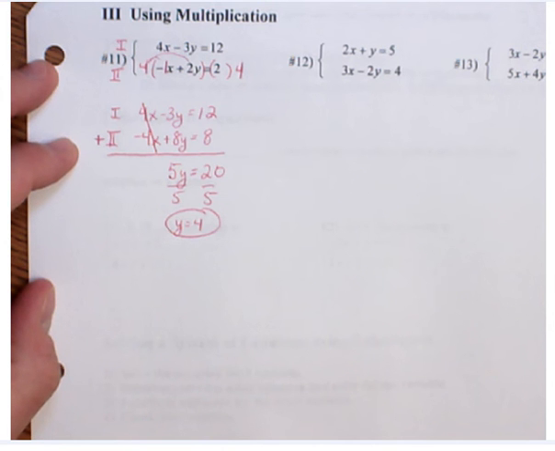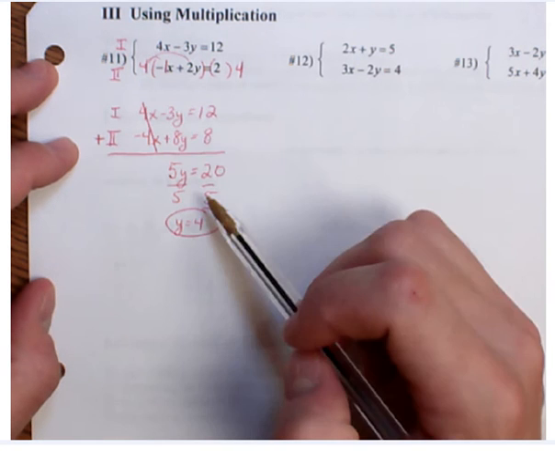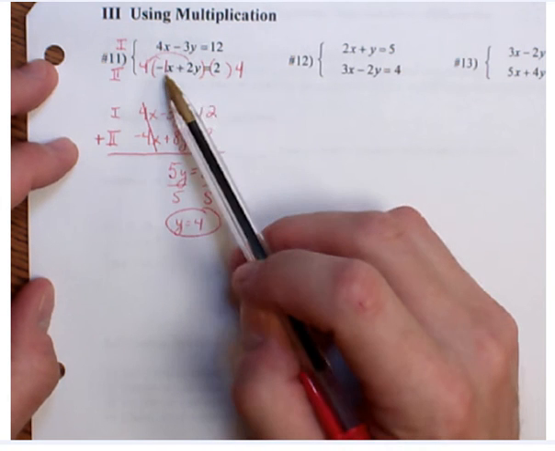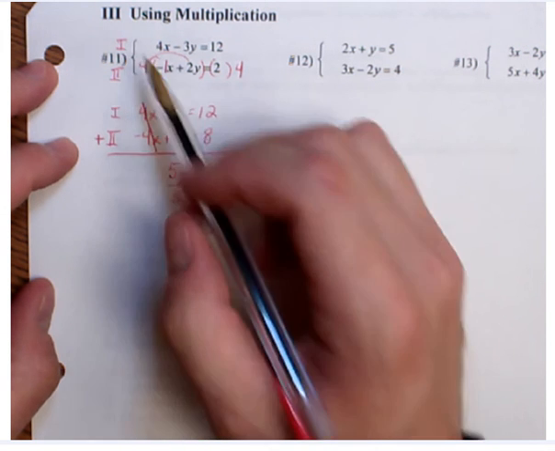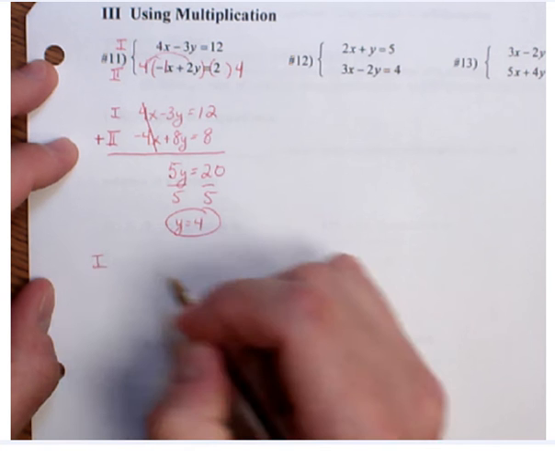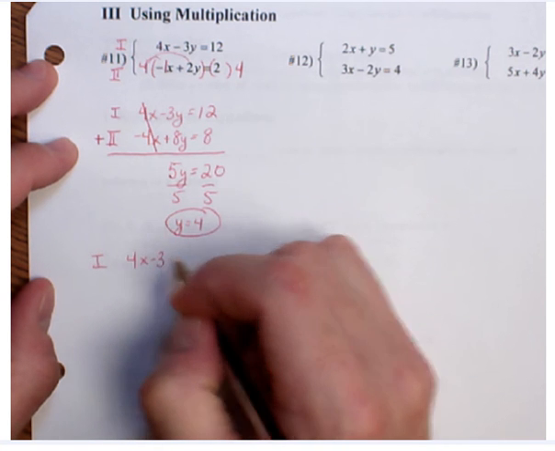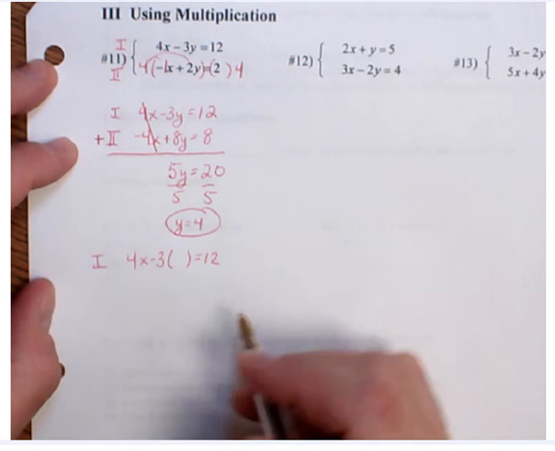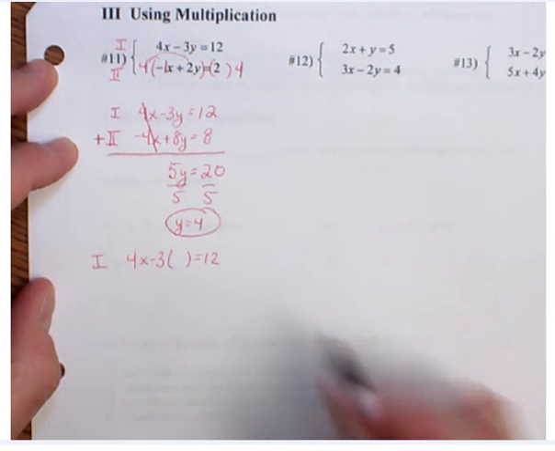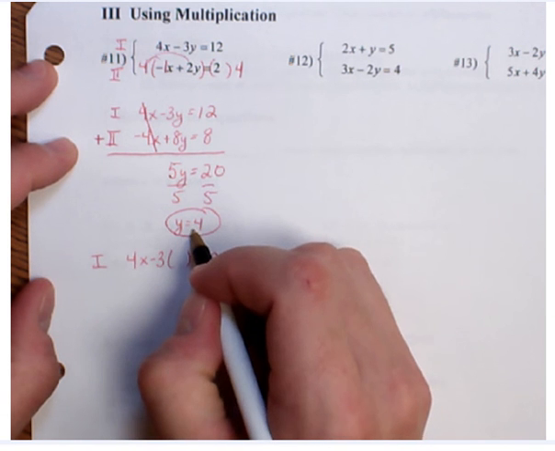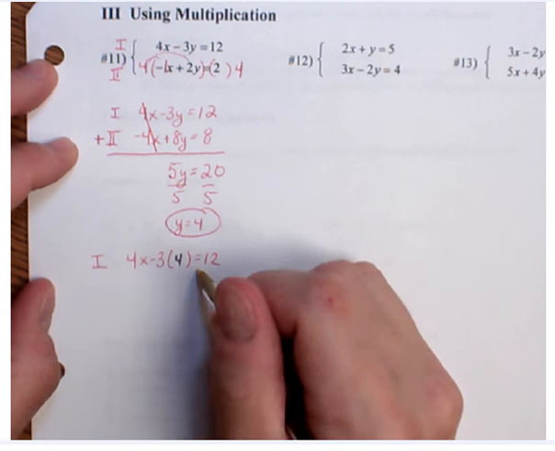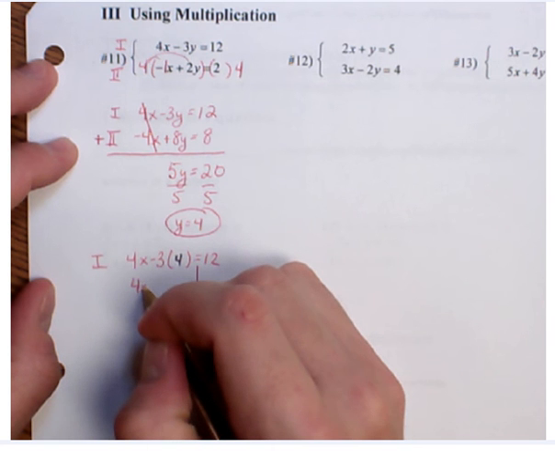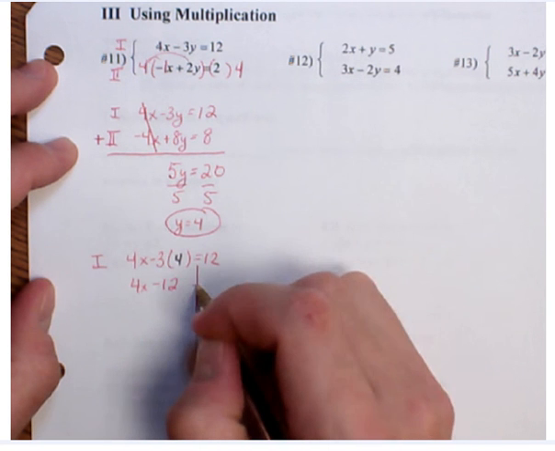Now we're not done because we still need to find the x value. Now I can go back to equation 1 or equation 2. It doesn't matter. I'm going to take equation 1. So equation 1 was 4x minus 3 times y equals 12. Now instead of the y though, let's go ahead and substitute our value for y, which was 4. So we're going to put a 4 in there. And now we're going to work this out. We get 4x minus 12 equals 12.